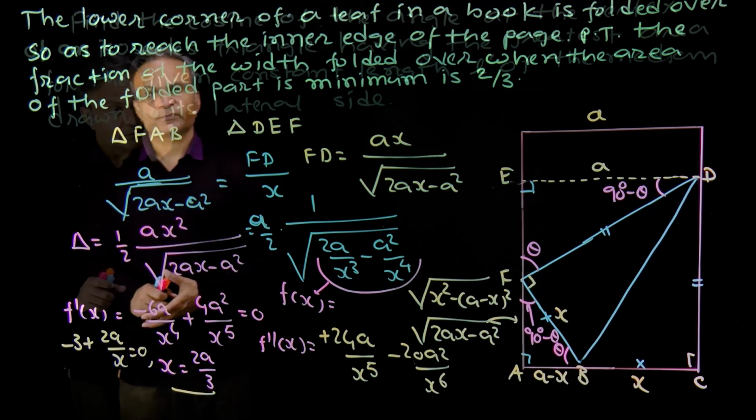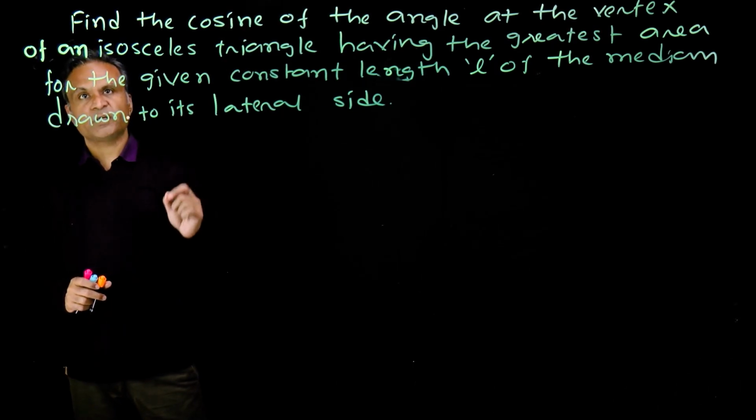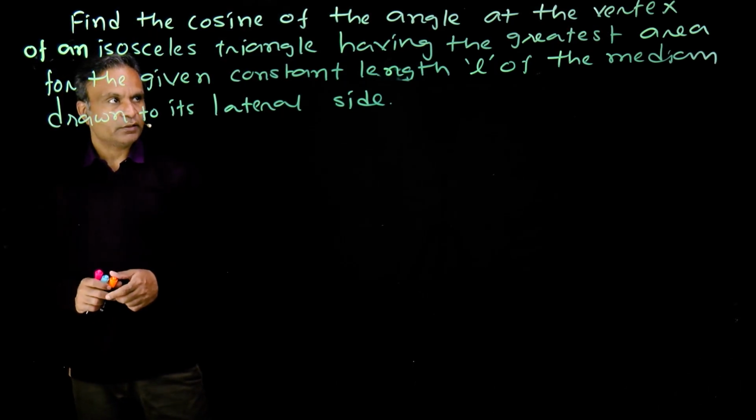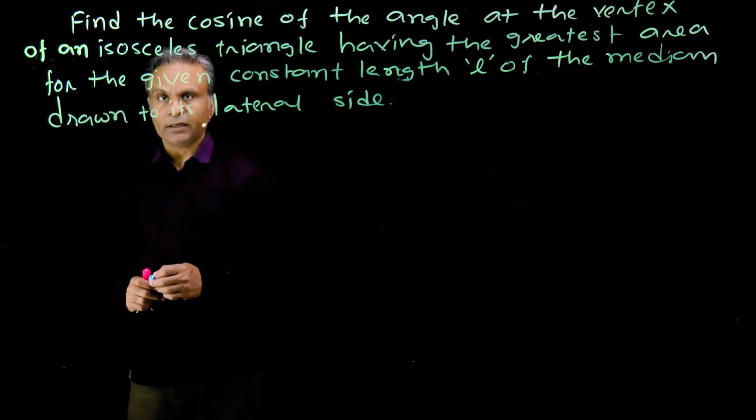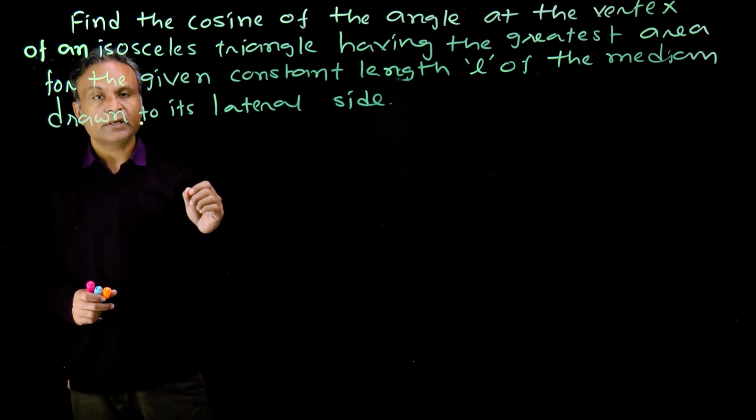Let's start the next question. Find the cosine of the angle at the vertex of an isosceles triangle having the greatest area for the given constant length L of the median drawn to its lateral side.